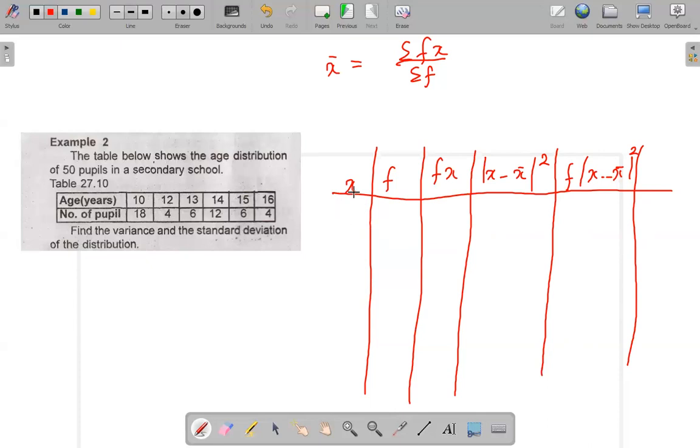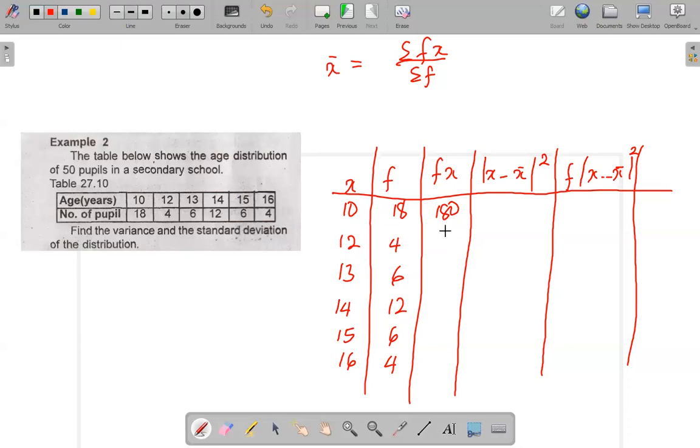Okay, so the first X here is 10. The frequency is 18. We have 12. The frequency is 4. We have 13. The frequency is 6. We have 14. The frequency is 12. We have 15. The frequency is 6. Then we have 16. The frequency is 4.